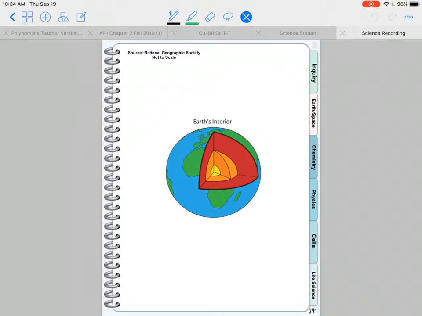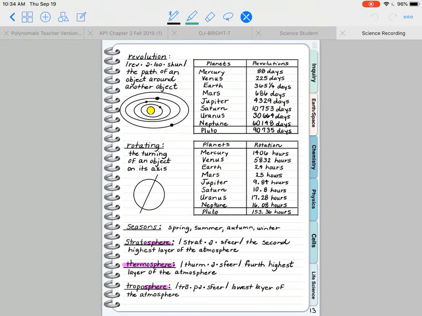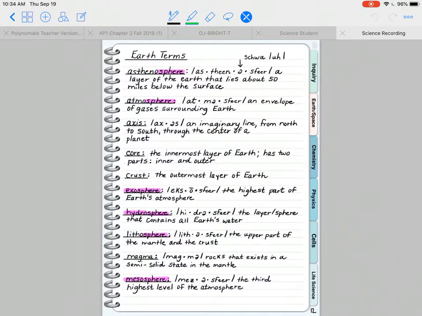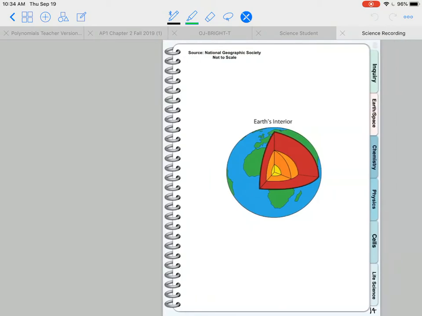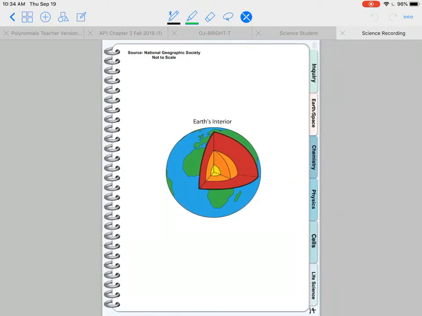And just to remind you, last time we looked at our terms for the Earth, we talked about all the spheres that make up our atmosphere. We looked at some tables about the planets. And so now I want to walk you through a diagram of the Earth.